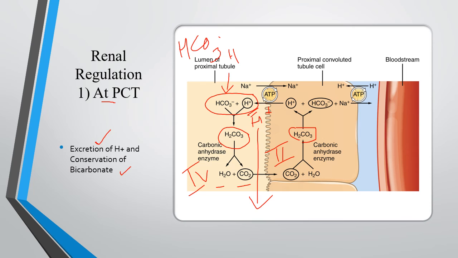This CO2 goes back into the cell, and as you can see, this reaction occurs again. So this HCO3 from here finally enters the cell, and it finally is transported from the cell into the bloodstream with the presence of Na plus. So the next compound is sodium bicarbonate. It goes into the bloodstream and H plus is excreted into the lumen. So this is how renal regulation at the PCT works.